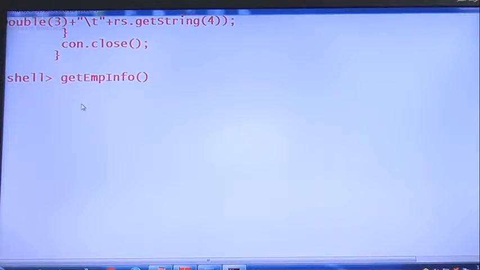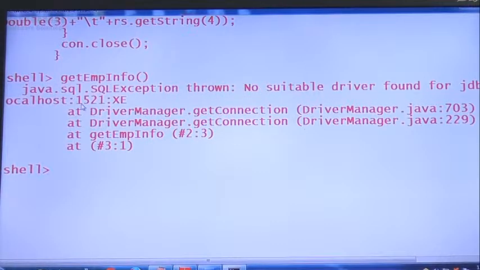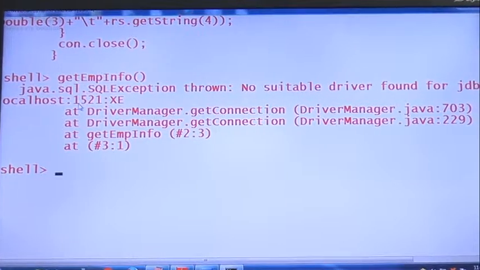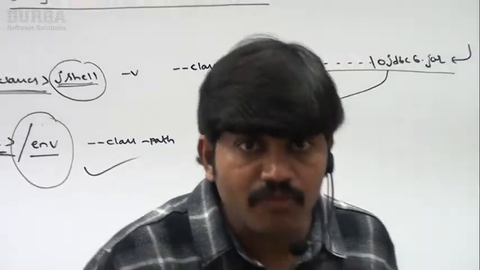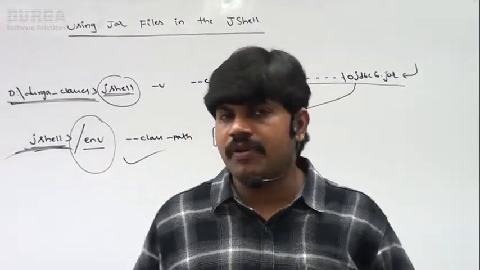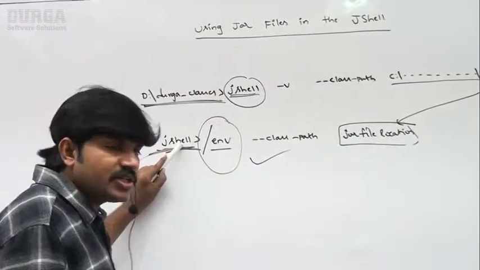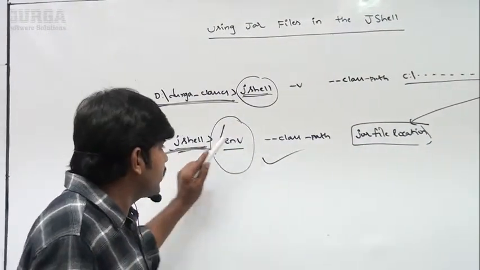I didn't set any jar file, then automatically the same exception you are getting by default. Now we didn't set any class path, but still we logged into JShell. Now you are in the JShell console. From the JShell console, how can you set the class path?